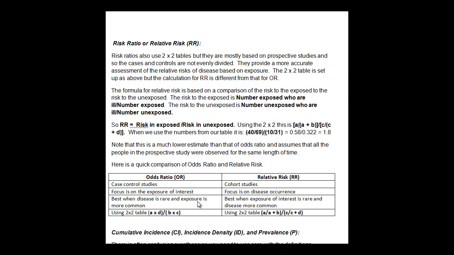The odds ratio is best used when the exposure is more common, and the relative risk is used when the exposure is rare and the disease is more common. So the bottom of this table again just reviews the formulas, all using the 2x2 contingency table.